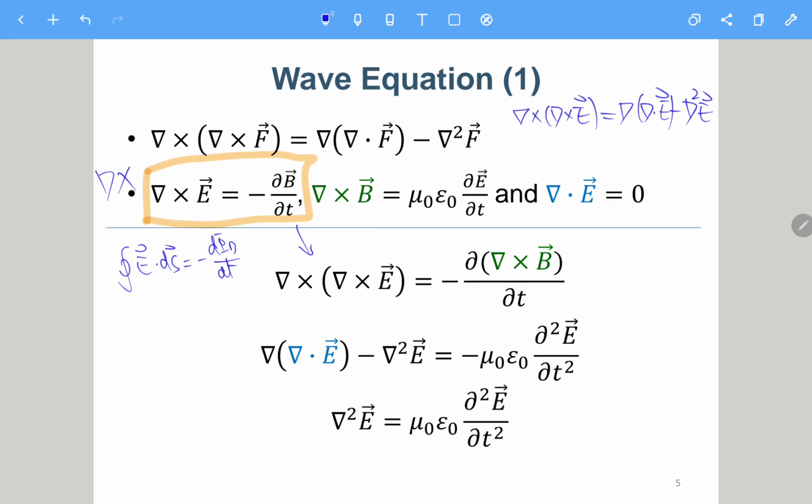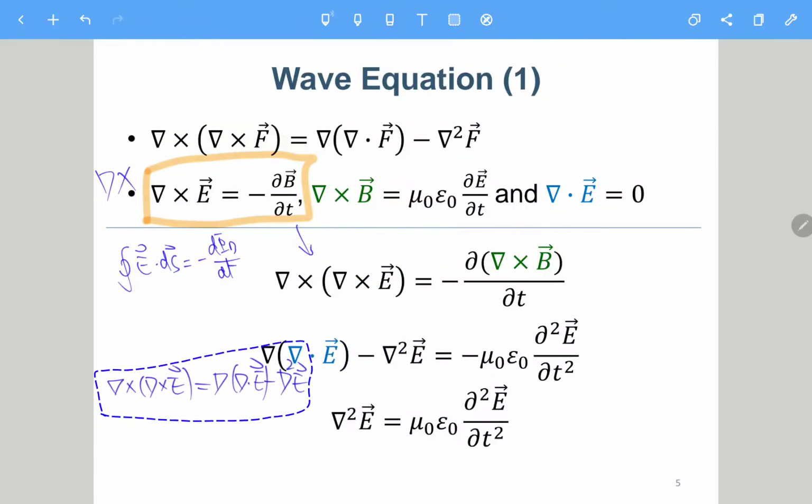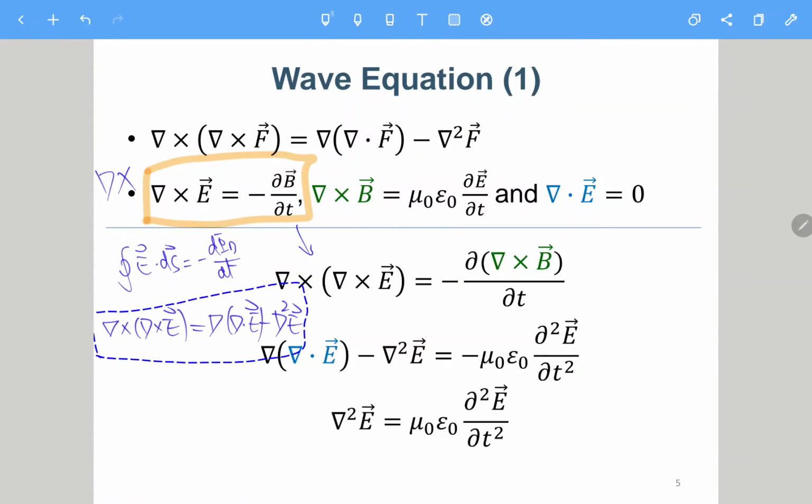So we get this one. And then this one here is actually this one. So we have a gradient of divergence of E minus Laplacian of E. So maybe I can just put this one here. So this side is actually this one.